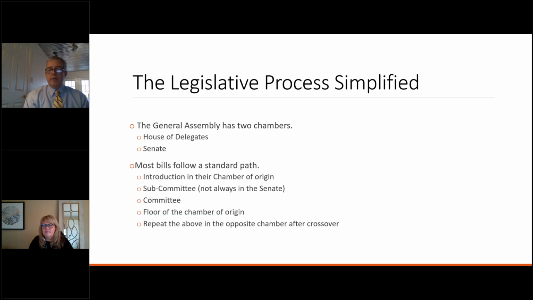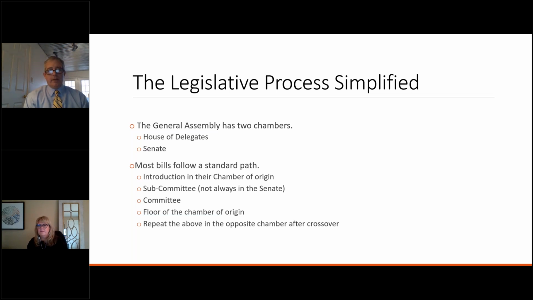Bills are then sent to committees, and we'll talk about the committee structure a little bit later. In the House, they are always sent to subcommittees unless they're very non-controversial, and that rarely happens. The Senate also has subcommittees, but they use them much less than the House of Delegates does, and we'll talk about that a little bit also.